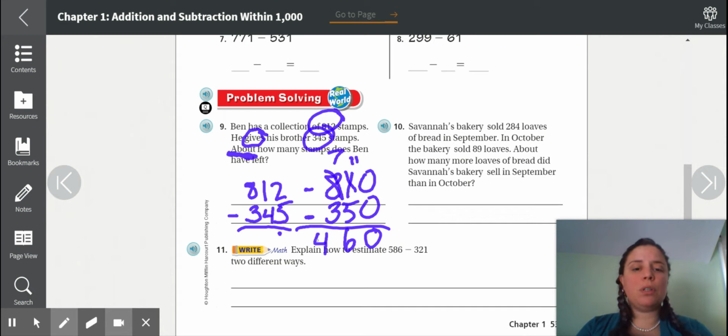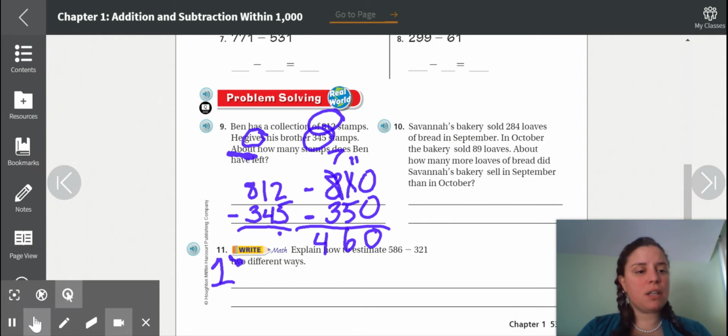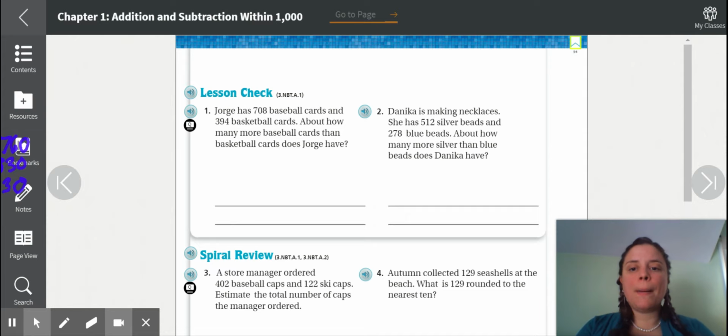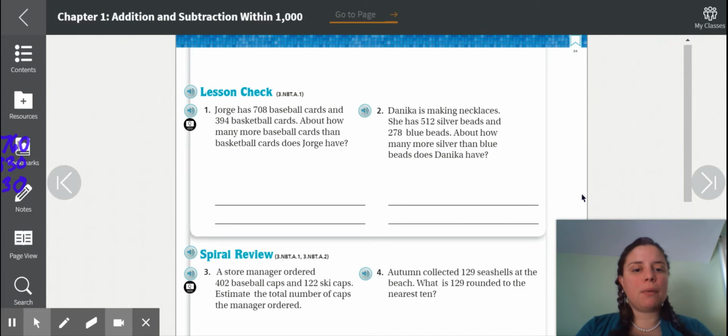All right, I would like you to do number 10 and number 11, but you only have to explain how to estimate one way, please. You don't need to do 2 ways. All right, let's look at the next page, at your quiz page. Word problems again. Remember, these ones have the word about in them. And when we have about, we are rounding.